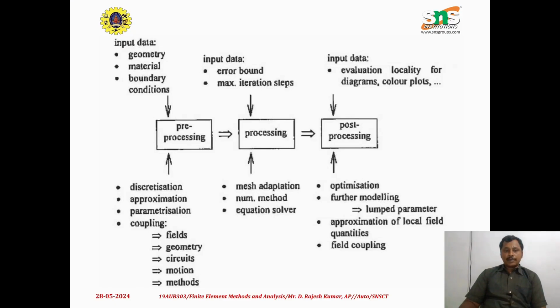So that's it about the presentation of the stages of FEM, and I hope this video might be useful for your study. You can see the summary slide: the input geometry, material, boundary condition, and the discretization, approximation, then parameterization. Everything comes under the pre-processing stage. The processing stage is the analysis stage where the error bound, the maximum iteration steps, mesh adaptation, then the numbering methods and the equation solver are carried out. Finally, in the post-processing stage, you can see how the results are optimized and interpreted according to the requirement.